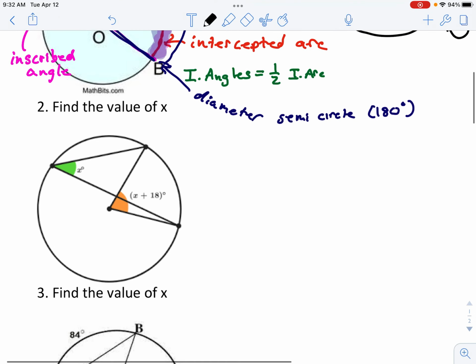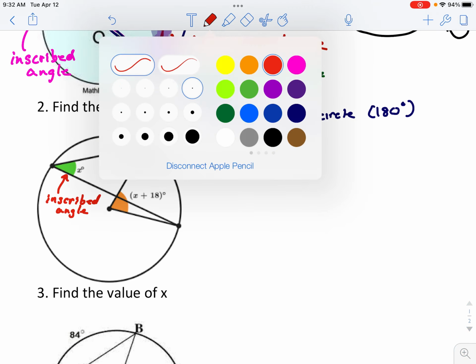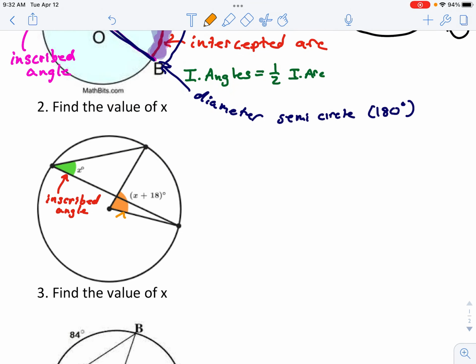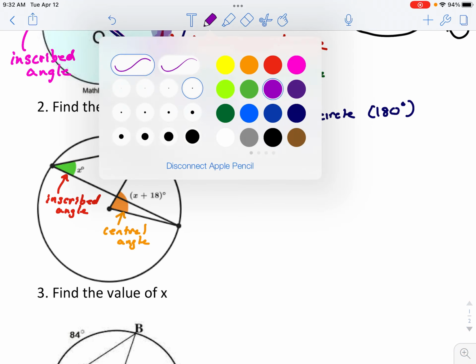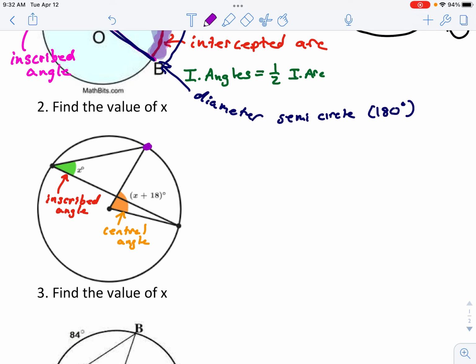Similar stuff going here, where again, an inscribed angle. This right here is a central angle because the vertex of the angle is at the center of the circle. And the relationship here is, since they have the same intercepted arc, where the angles end at the same points, they have the same intercepted arc.